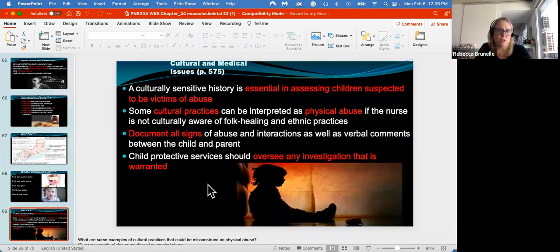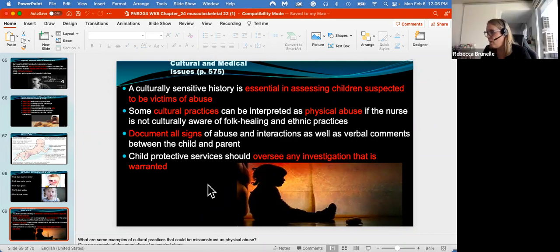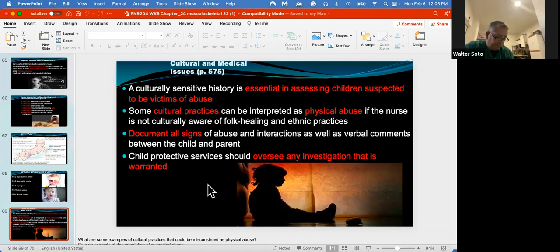So, remember to always be culturally sensitive in all cases. But when you're documenting abuse, what are some cultural practices that might be misinterpreted as abuse that aren't really abuse that you might have heard of? I heard the spanking. Some cultures are more likely to spank. Yeah. Has anyone heard of cupping?